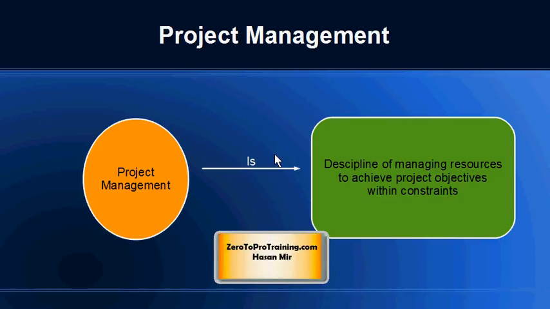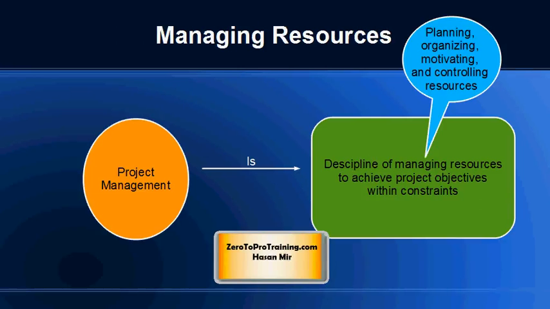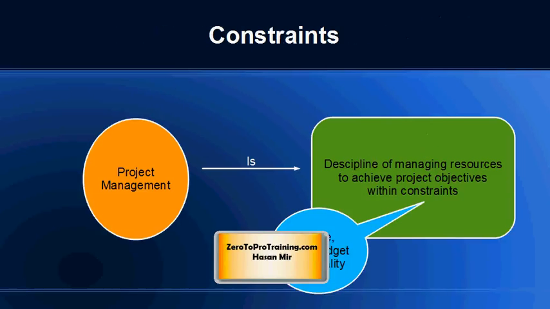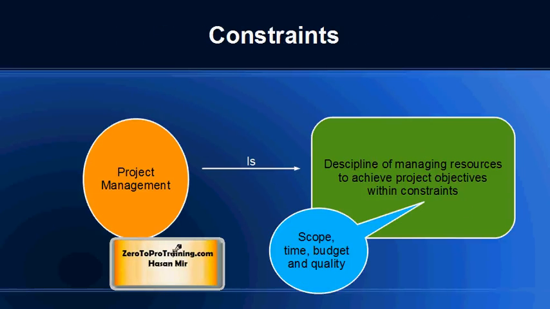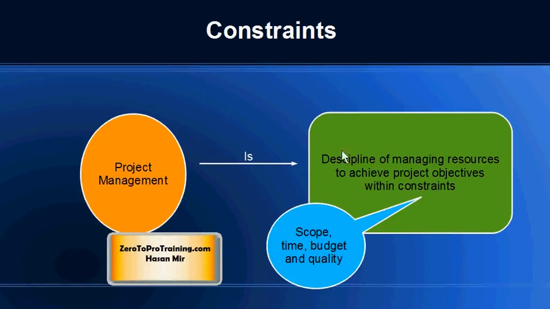First of all, a quick recap. What is project management? It is a discipline of managing resources to achieve project objectives within the constraints. When we say managing resources, we mean planning, organizing, motivating, and controlling the resources. And when we say within constraints, we mean within the scope, time, budget, and the quality that was agreed upon.